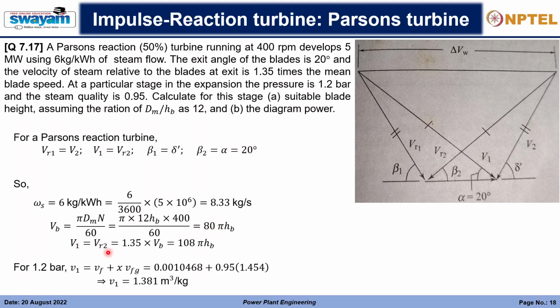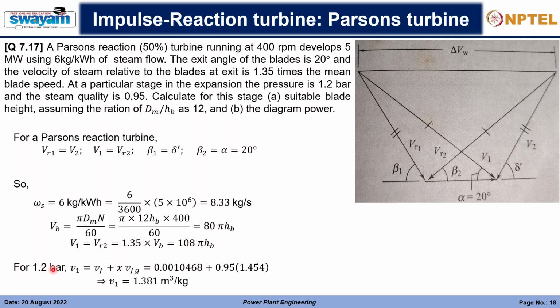And v1 equals vr2, right? And it is also given that the velocity of the steam relative to the blades at exit is 1.35 times the mean blade velocity. So 1.35 times the mean blade velocity, that is the condition given. That is how we get this value of v1.